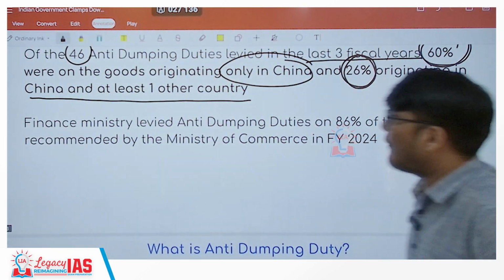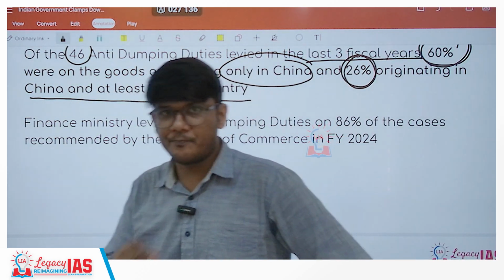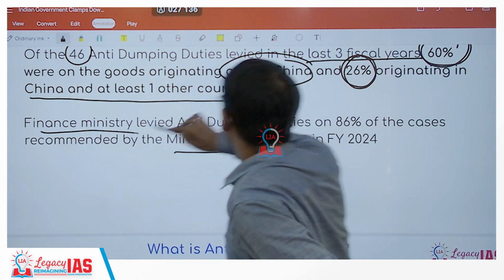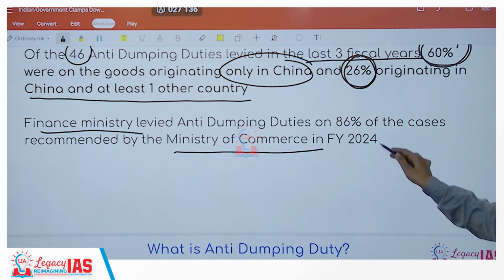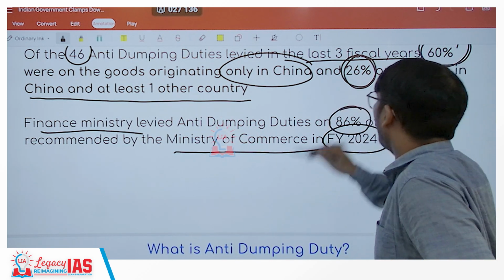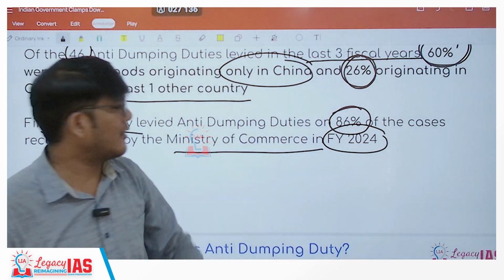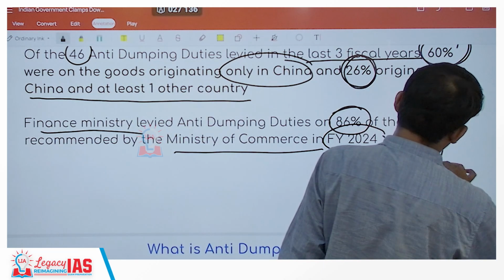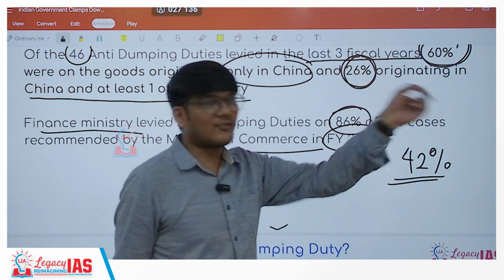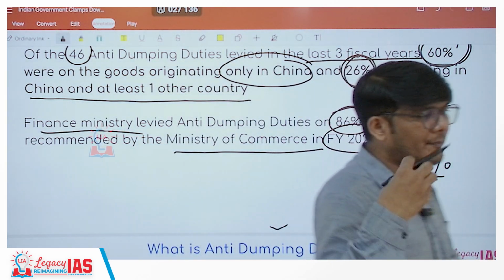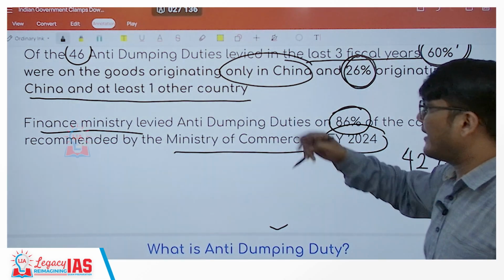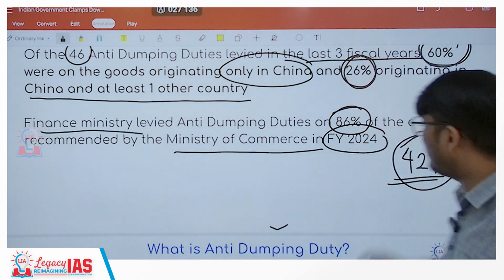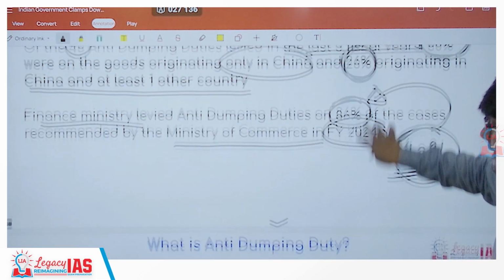Now, interestingly, the Finance Ministry levies anti-dumping duties. The Ministry of Commerce recommends it. The Ministry of Finance levies it. Now, this year, in the fiscal year 2024, they have levied it on 86% of the products which were recommended by the Ministry of Commerce. Previously, this percentage was only 42%. What does this mean? Previously, of whatever number of products the Ministry of Commerce used to recommend, around 42% was actually levied by the Finance Ministry. This time the percentage has increased to 86.